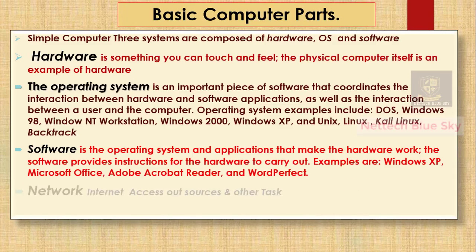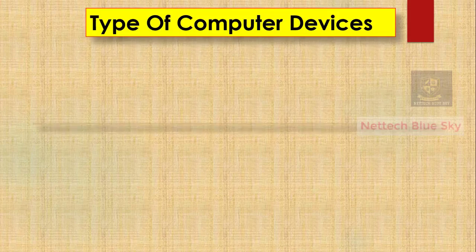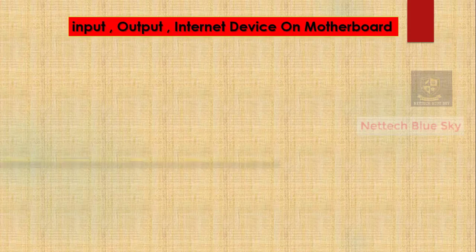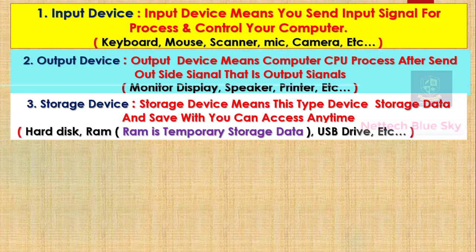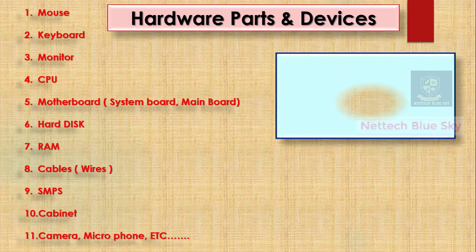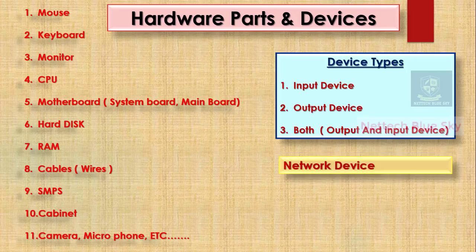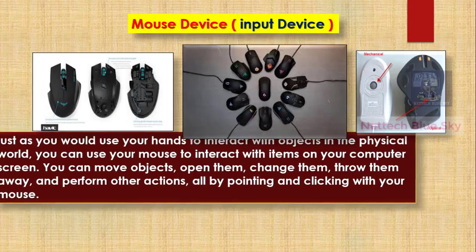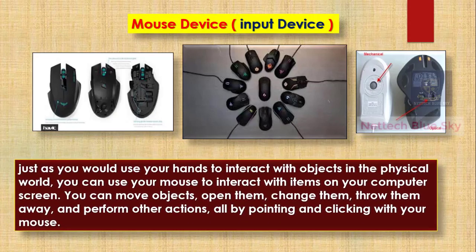Basic computer parts, basic types of computers, input and output devices, and hardware parts: CPU, motherboard, hard disk, RAM, cables, SMPS, monitor, keyboards, mouse, and different types. I already created these videos.